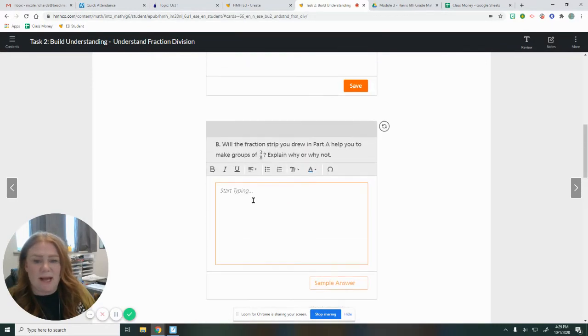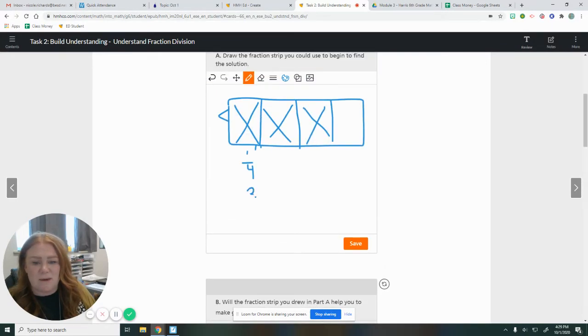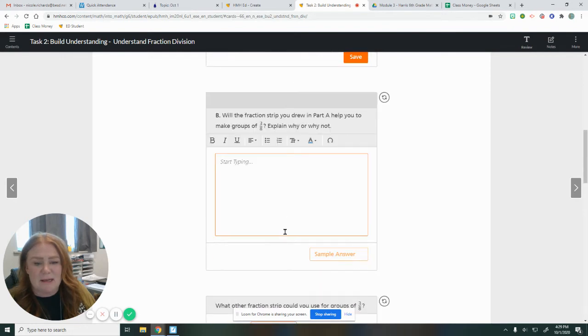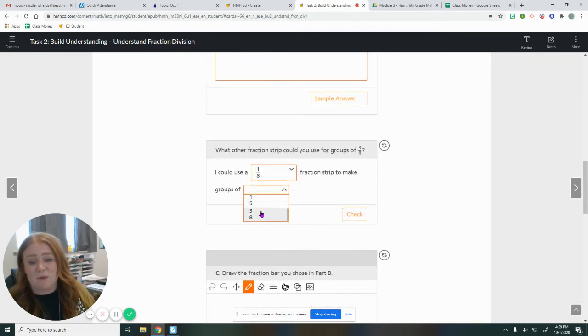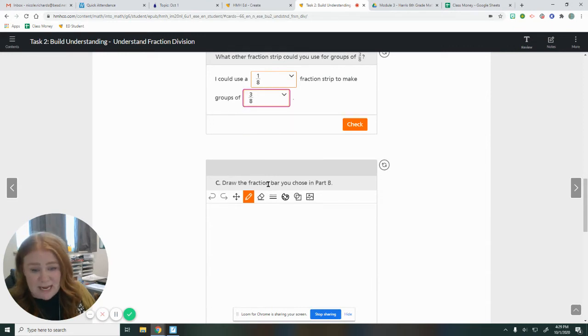So I know I'm going to come back up here and just do a little writing. I know I have groups of 3/8, and my other fraction was working in fourths. So I think I need to make a common denominator. If I list out multiples of 4, I know they both go into 8. So I want to use 8s to make those groups of 3/8.